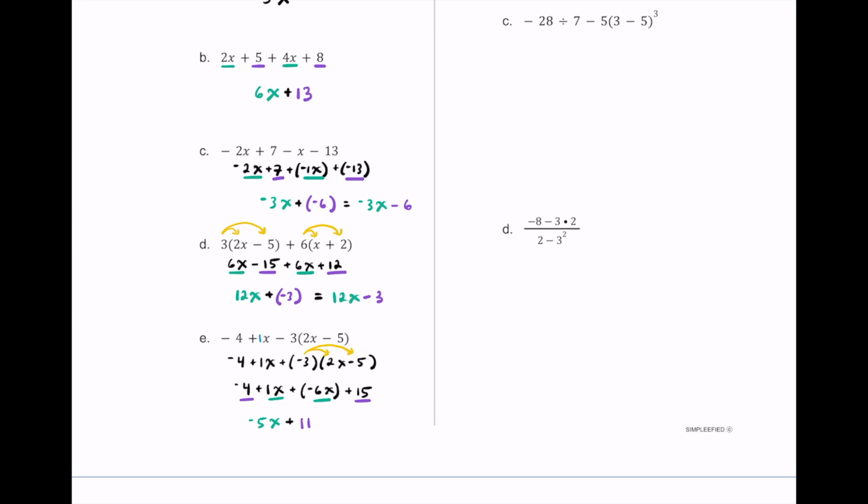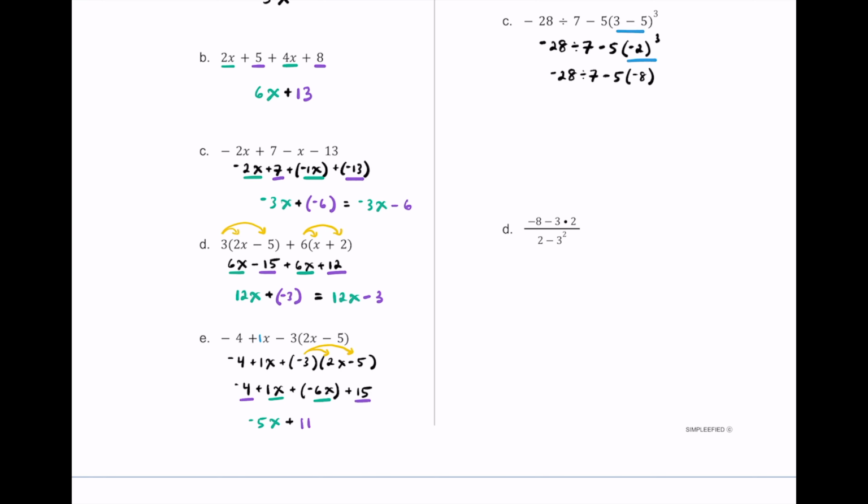All right, here is C. For C, we have negative 28 divided by 7 minus 5 times the quantity of 3 minus 5, all raised to the third power. So let's start with the grouping symbol here. So we have 3 minus 5. 3 minus 5 is going to be negative 2. So we should have negative 28 divided by 7 minus 5 multiplied by this negative 2 raised to the third power. Now between all these options here, we should complete the power, which is negative 2 cubed. Now negative 2 to the third power is negative 2 times negative 2 times negative 2, which is equal to negative 8. So this would be negative 28 divided by 7 minus 5 times this negative 8.